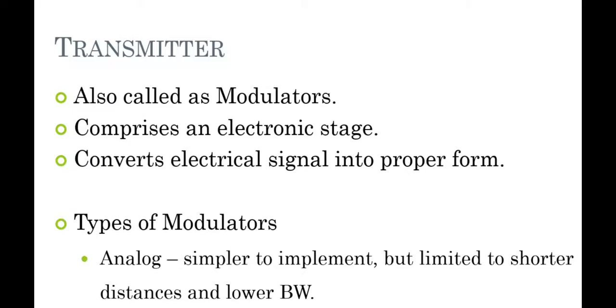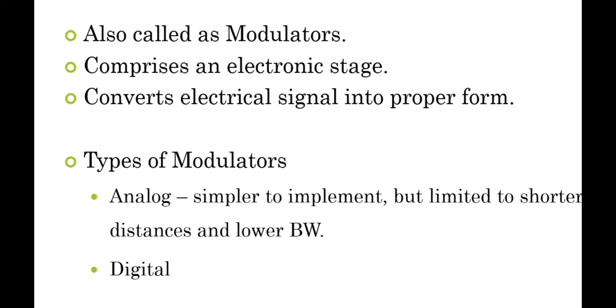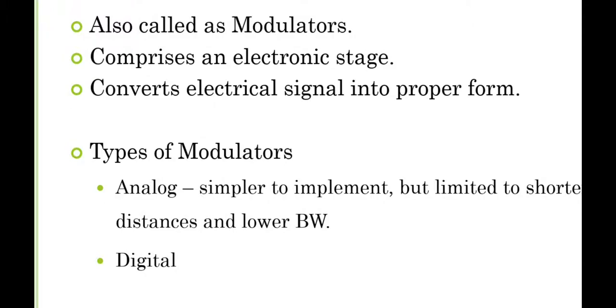The electrical signals are received from the previous stage. In the transmitter, we have an electronic circuit that makes this conversion. Here, the transmitter is also called a modulator. Modulator means it modulates signals. Modulation means change. So it changes one form of signal to the proper or required form of a signal.